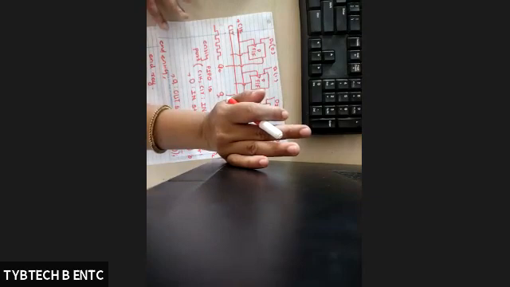So one more circuit is remaining actually from combinational circuits. It is array multiplier. So first of all, see what is the multiplier.